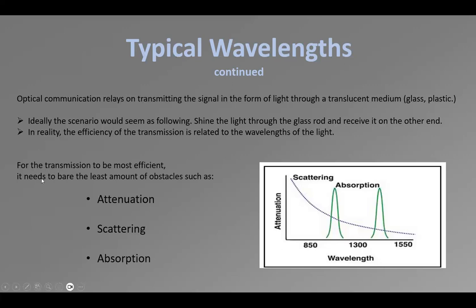For the transmission to be most efficient, it needs to bear the least amount of obstacles. What works against us? Attenuation, which I just talked about. And then, who was it that talked about the colliding of the, was it Ben, yeah. Scattering and absorption. It's not as much the photons or the light particles interacting with each other, but interacting with the medium it travels through.